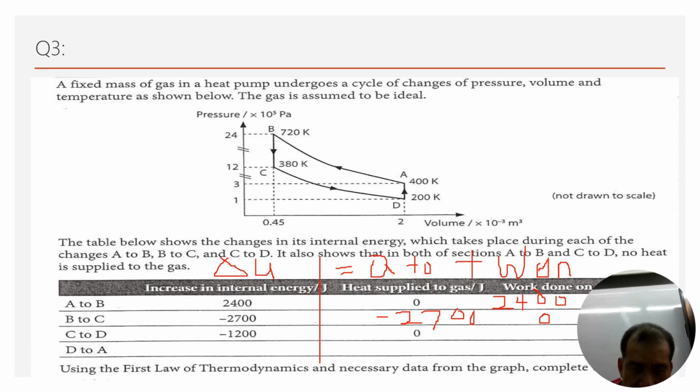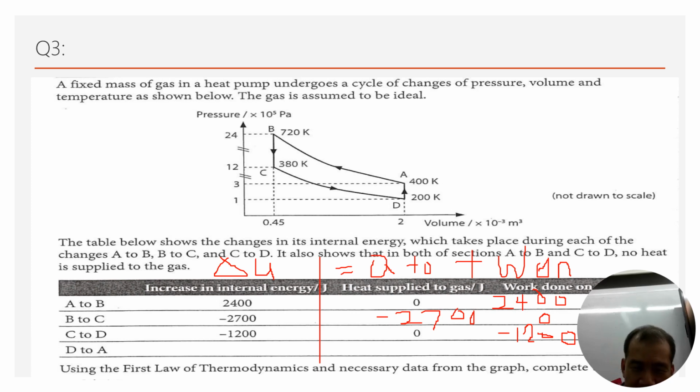Now, from C to D, this goes through an expansion. So you realize that here, your change in internal energy is minus 1002 and your heat supply is 0. So left-hand side equals right-hand side. Again, this must be minus 1002. Not a problem. Pardon me for this handwriting.